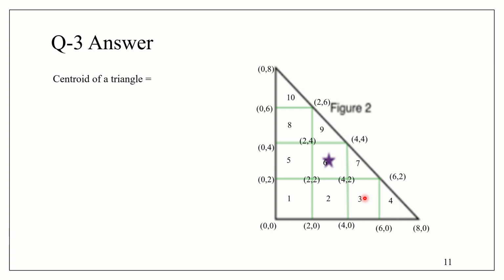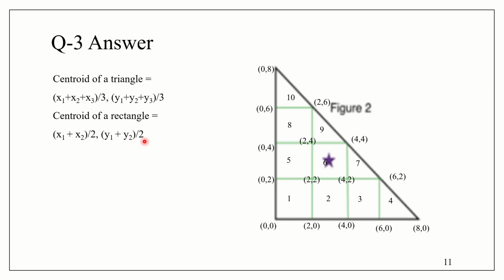First we need to know the centroid. For a triangle it is given by x1 plus x2 plus x3 divided by 3 for the x coordinate, and for the y coordinate we have y1 plus y2 plus y3 divided by 3. Whereas for the centroid of a rectangle it would be x1 plus x2 divided by 2, and for the y coordinate y1 plus y2 divided by 2.